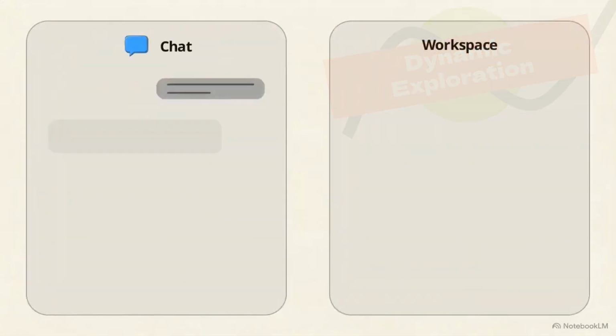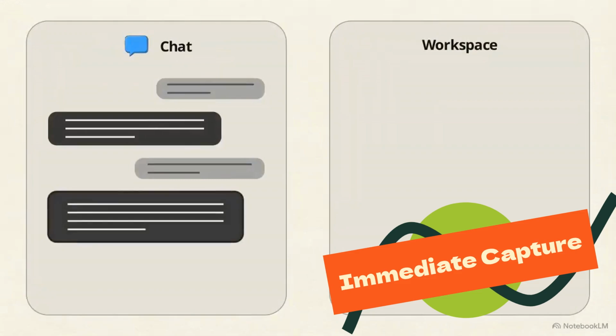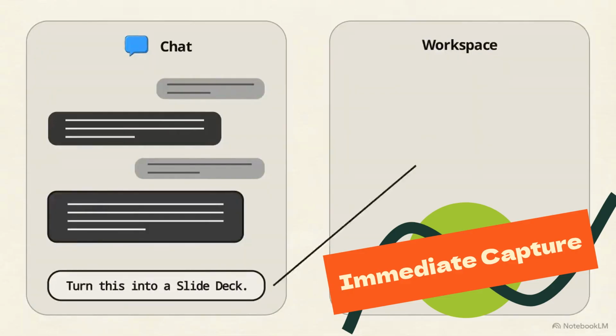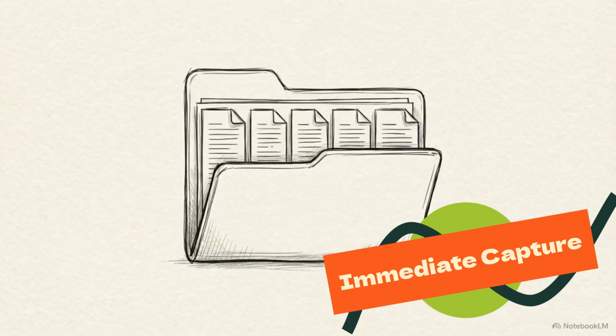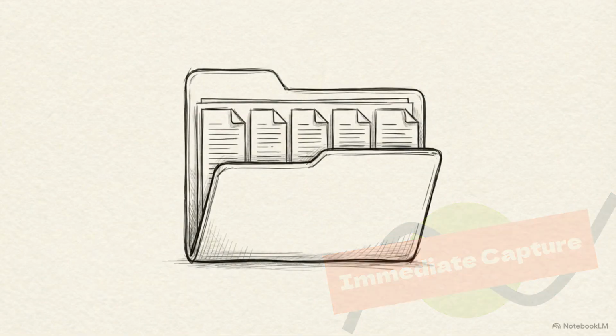Step 3 is immediate capture. When a chat conversation yields a compelling framework, you can request artifact creation directly in the thread. Simply type, "Turn this into a slide deck." Keep a library of standardized prompts ready for recurring tasks.